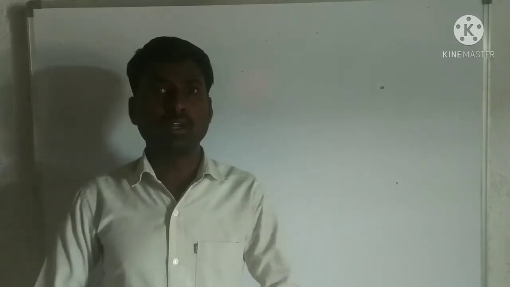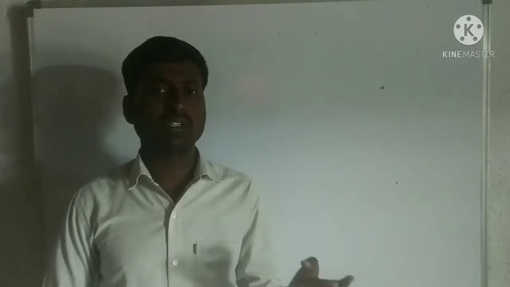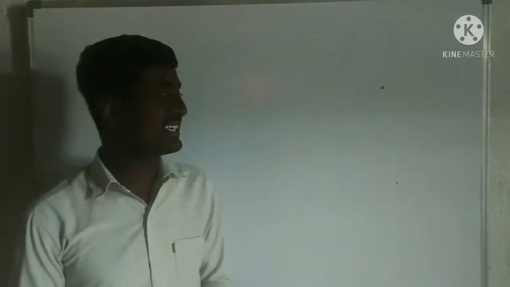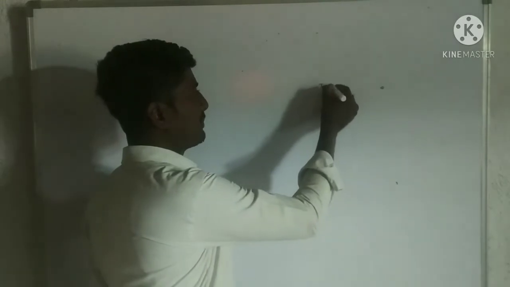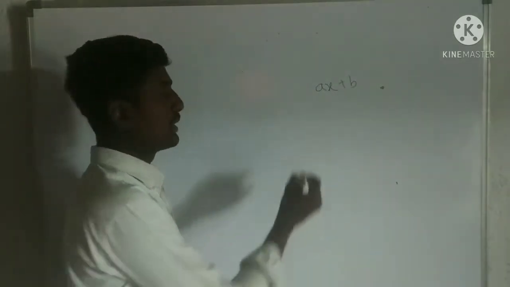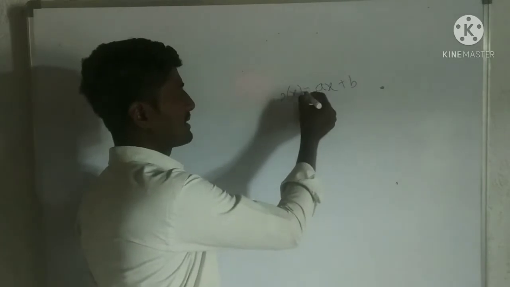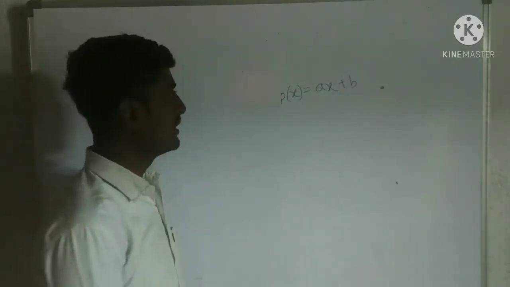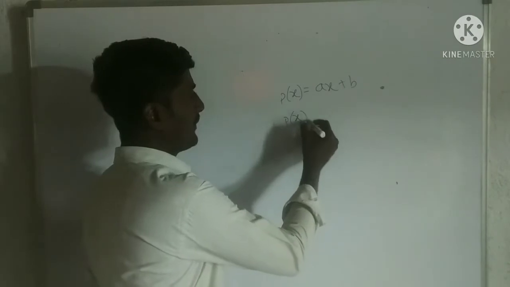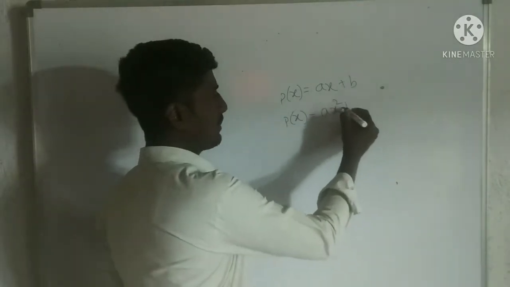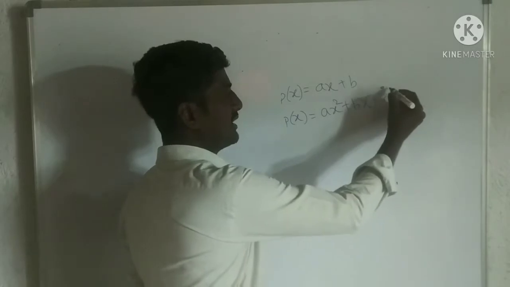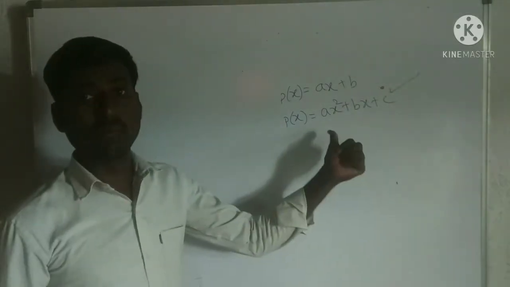So now we shall discuss the chapter quadratic equation. In earlier classes you have studied polynomials and their types. The first one is the linear polynomial. If I write ax plus b, this is a linear polynomial: P of x is equal to ax plus b. If I write one more, P of x is equal to ax square plus bx plus c, this is a quadratic polynomial.